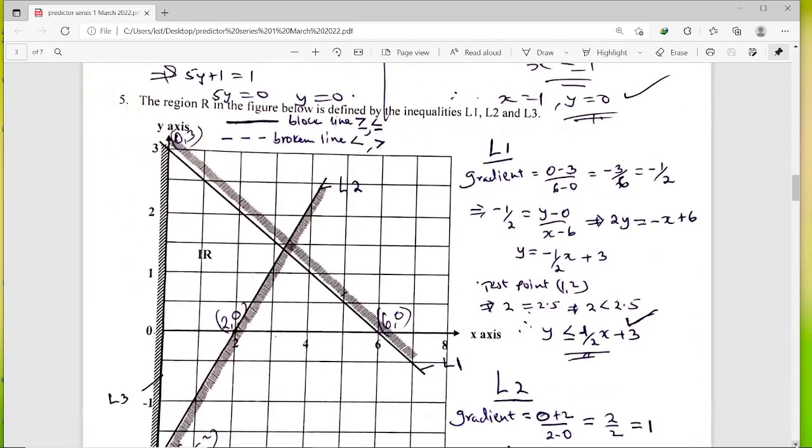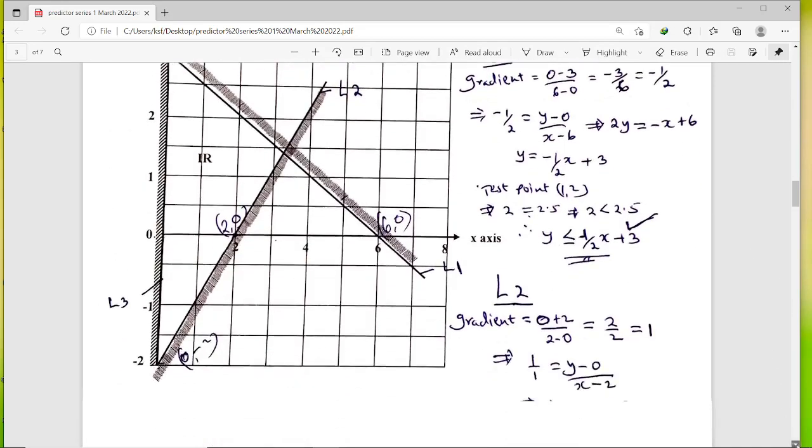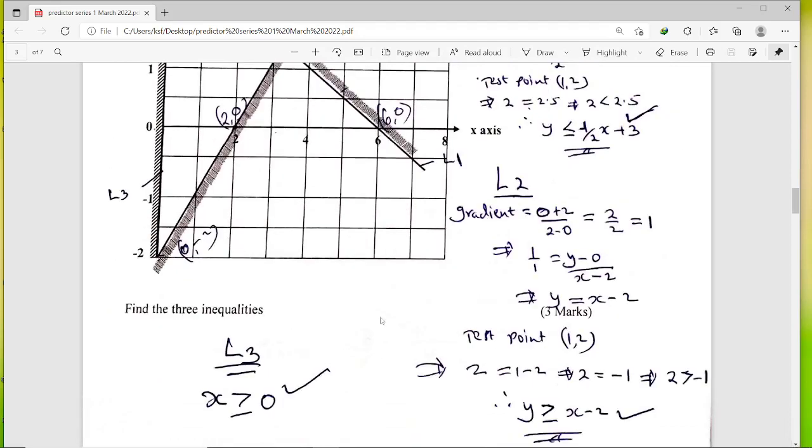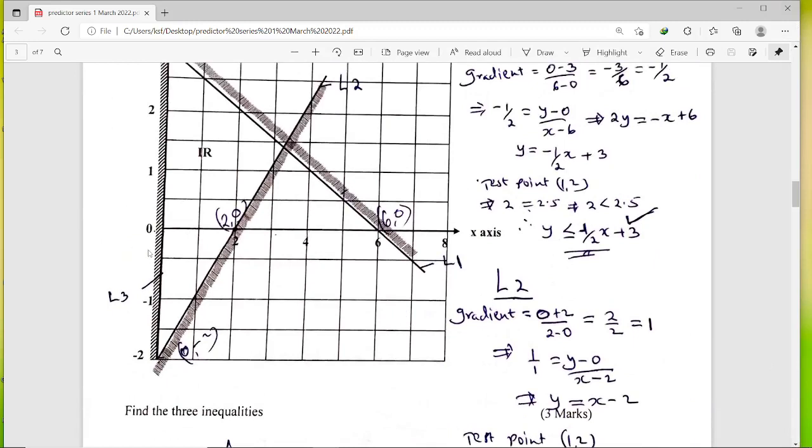That's a question on inequality. The region R in the figure below is defined by the inequalities L1, L2, L3. So this is our L1, the line 1 is here. This is our L2, and this is line L1. So our region is here. So we are asked to find the 3 inequalities. First of all, there is a common L3, we can easily tell.